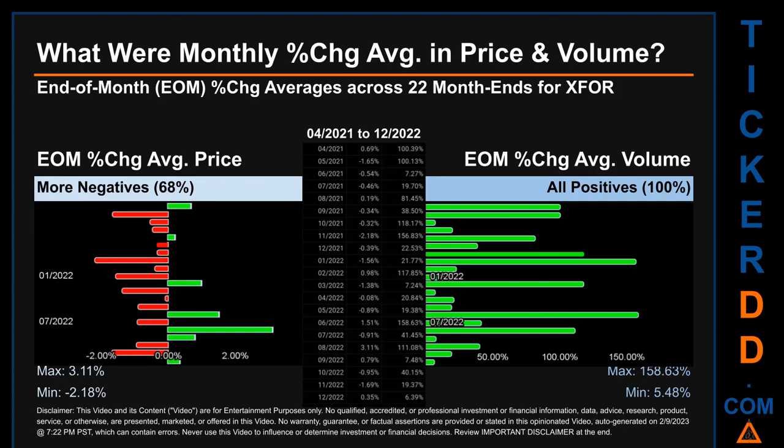Price saw an end-of-month max of 3.11% in average percentage change along with a minimum of -2.18%. For volume, the maximum and the minimum monthly percentage change were respectively 158.63% and 5.48%.